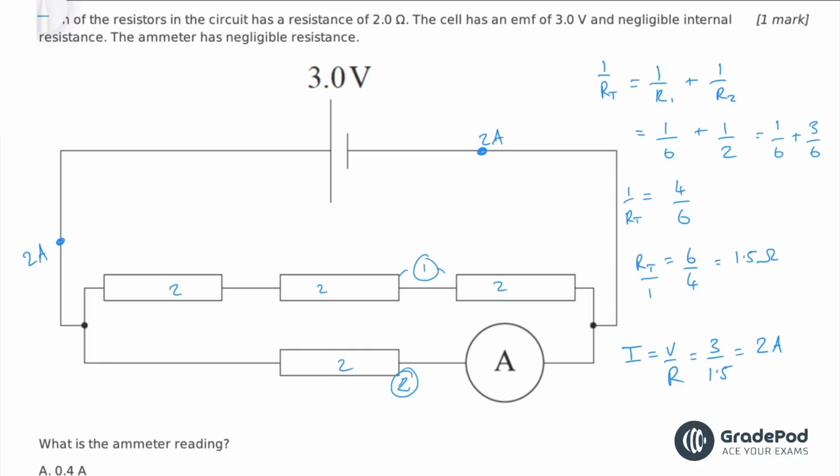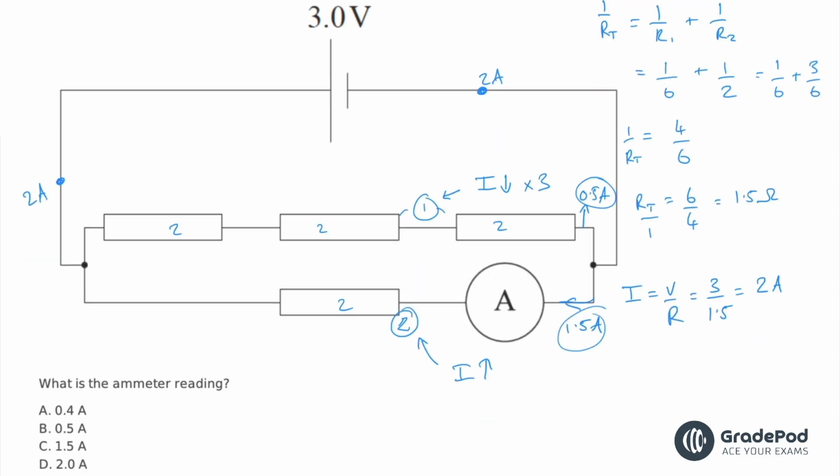And in branch 1, we expect the current here to be smaller than the current there, because the resistance is higher. And we expect it to be smaller by a factor of 3. Okay? So if we say in branch 2, we have 1.5 amps, then to make it up to 2 amps, that could be 0.5 amps. And that is 3 times smaller than branch 1. So that all works out. So the answer is C.